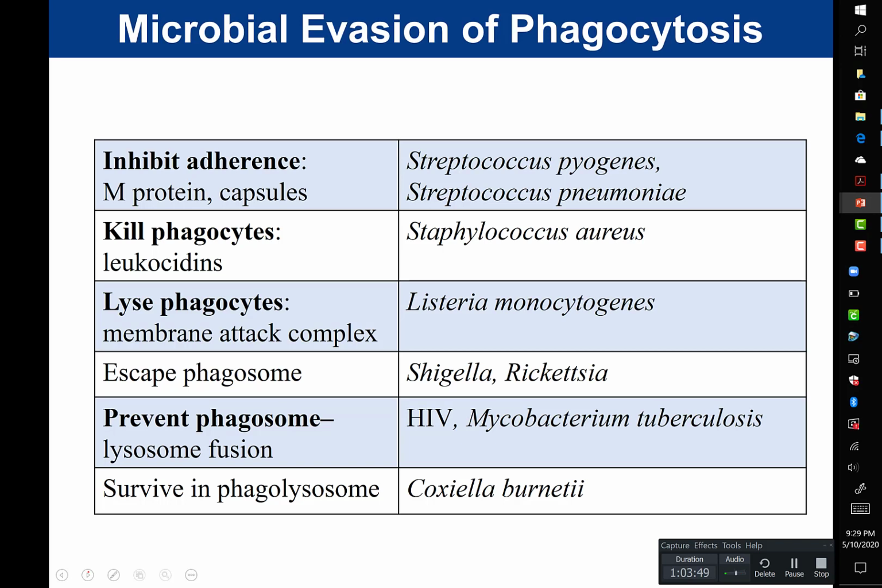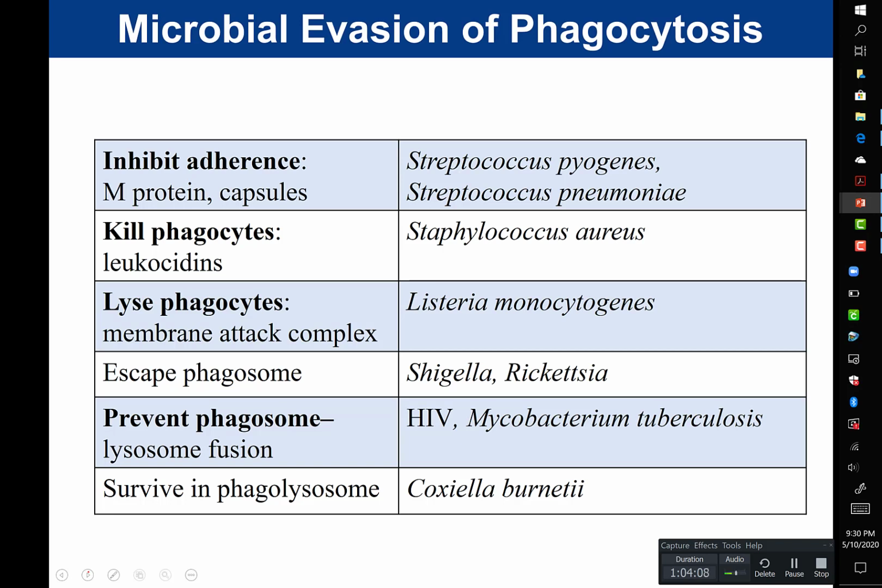And so these structures that inhibit adherence, basically the M protein, the capsules, etc., make the bacteria sticky, which makes it less likely for phagocytosis to occur.